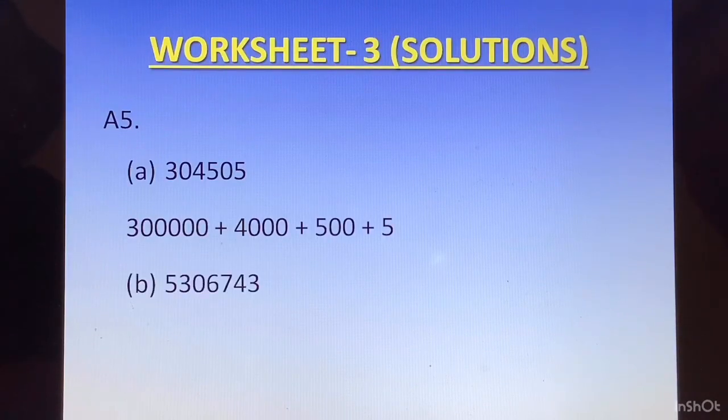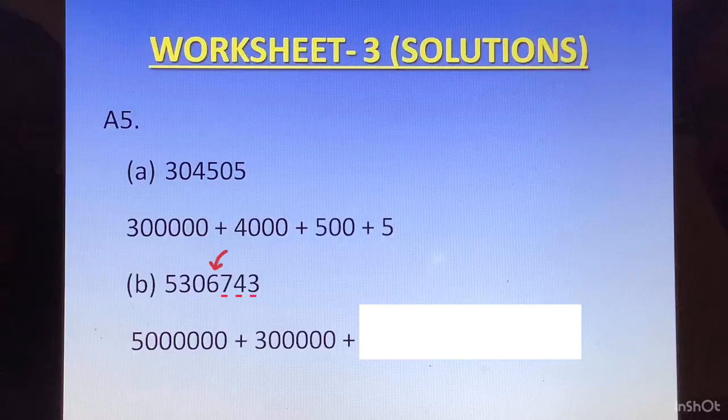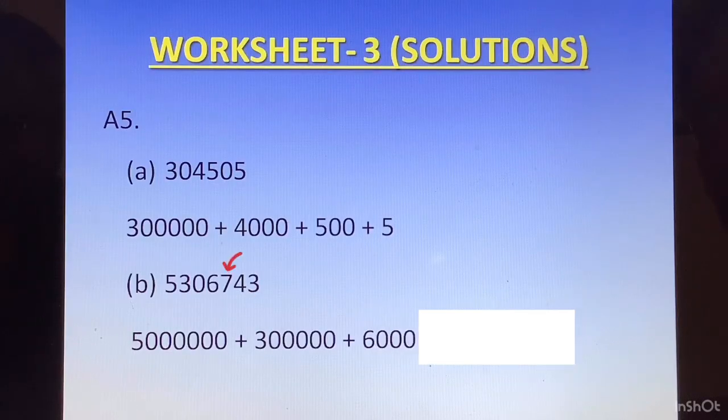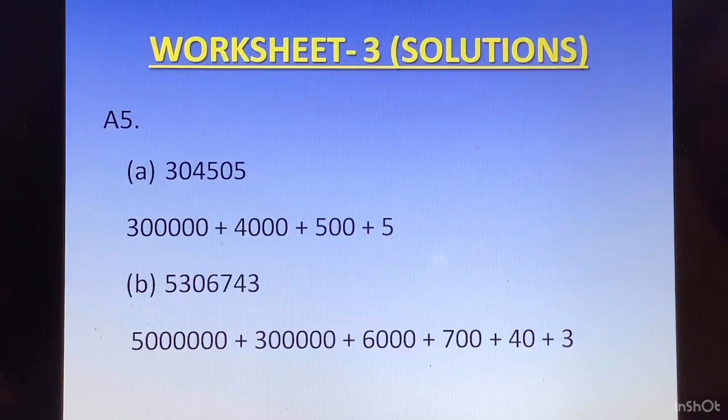Next number 5306743. We have 5 followed by 6 digits. So we will write 5 followed by 6 zeros. After 5 we have 3 and 3 is followed by 5 digits. 6 followed by 3 digits, so it becomes 6,000. 7 followed by 2 digits, so we'll have 700. 4 followed by 1 digit, 40, and 3. If you see, the third digit from the left is 0. Here again we have not entered that. Why? Because if you add 0 to anything, the number still remains the same. That is why we have not added 0 here.